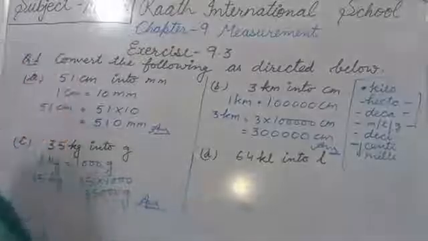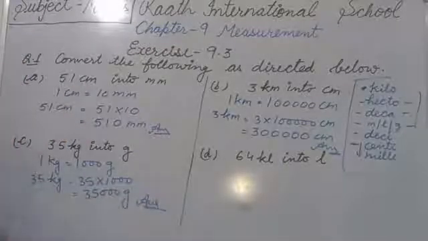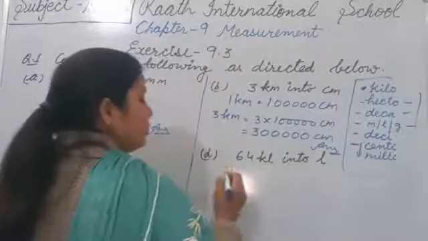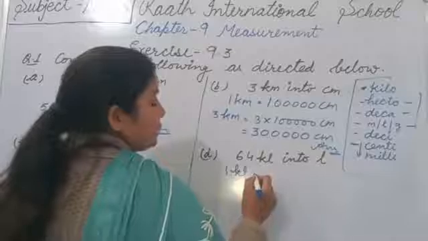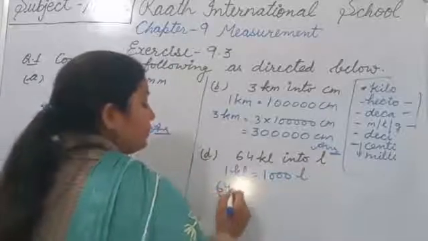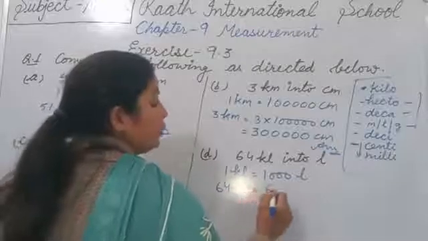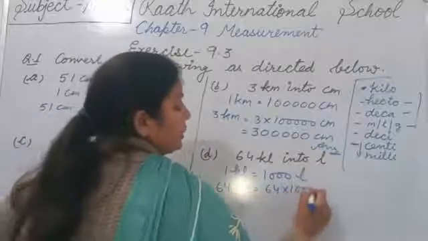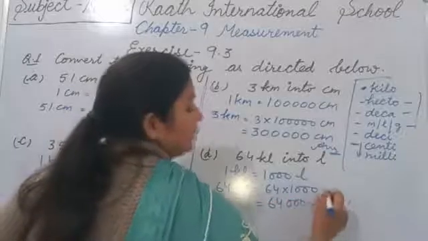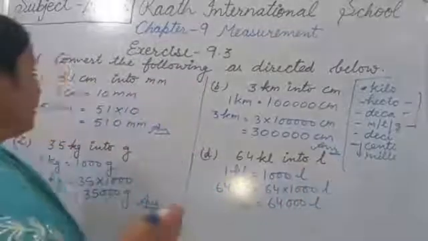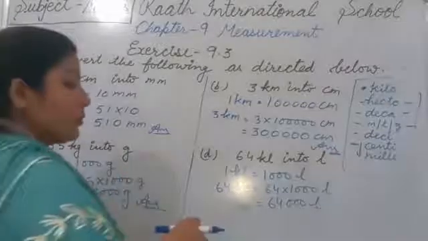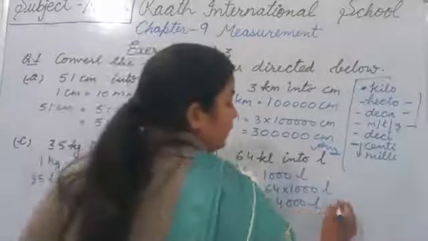64 kiloliter into liter. So kiloliter to liter, the same relationship, 1000. So 1 kiloliter equals 1000 liter. Now 64 kiloliter, 64 multiplied by 1000. So it's become 64,000 liter. There also you can use liter. So 64,000 liter. That's your answer.